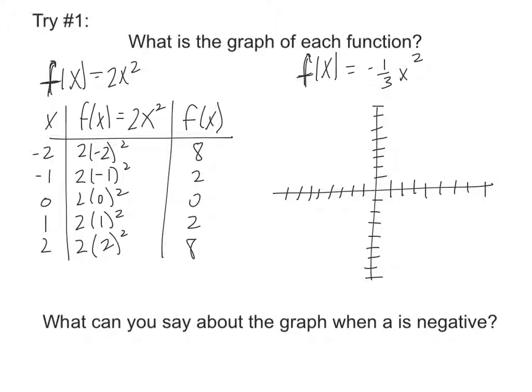Okay, the first one is negative 2, 8, negative 1, 2, 0, 0, 1, 2. Okay, the dot's not showing up, and then 2, 8. So this one we notice is a lot skinnier than the last graph. Remember, the last graph was 1/2 x squared, and this one is 2x squared. So this one's a lot skinnier than the last graph we just dealt with.